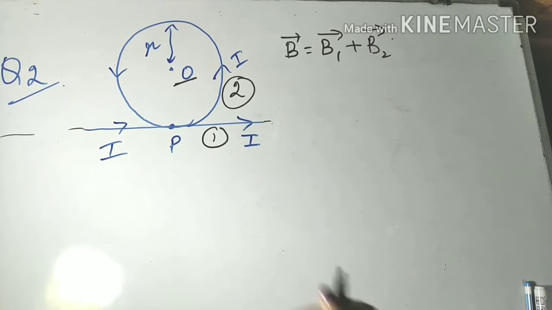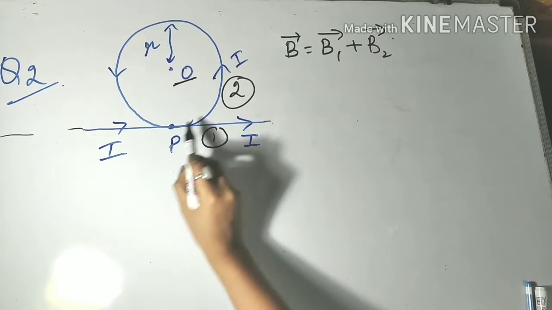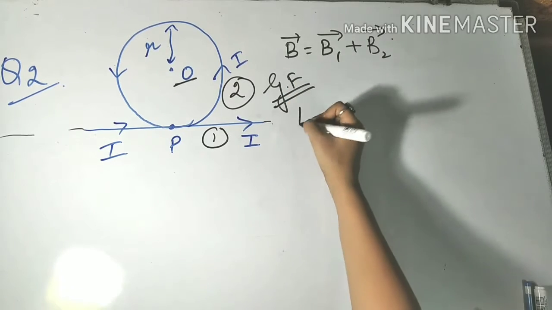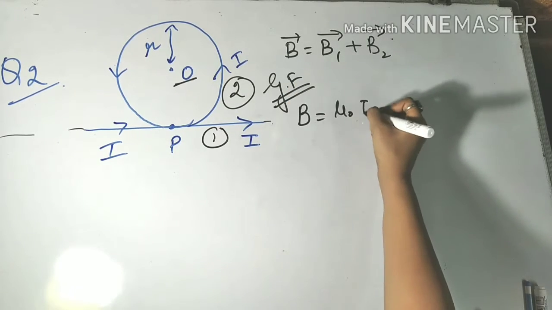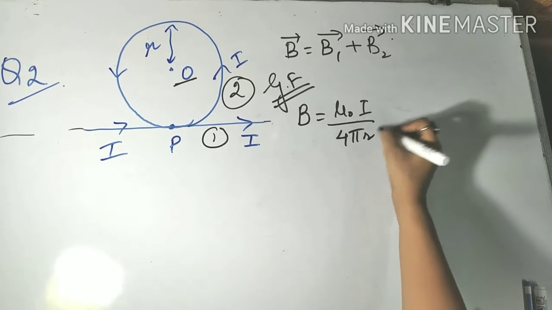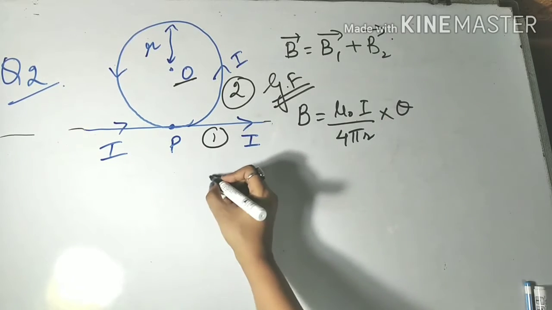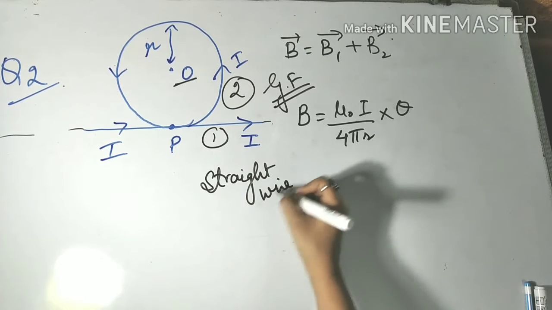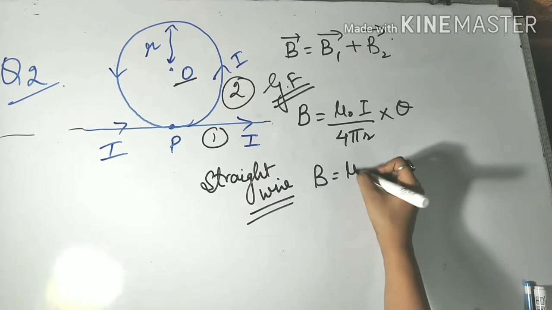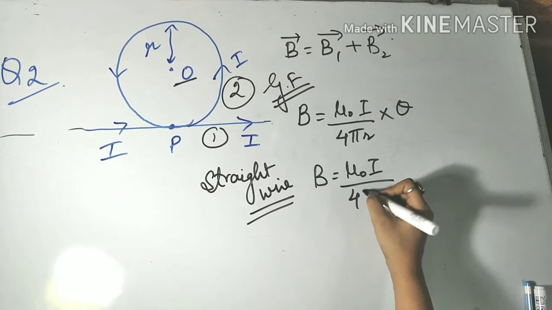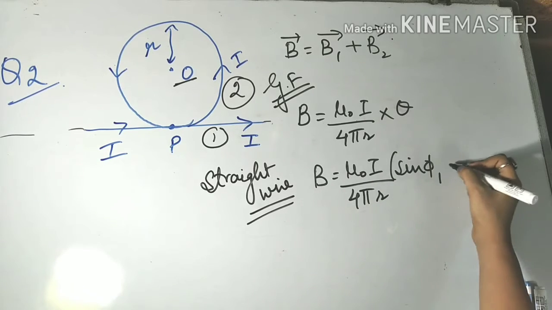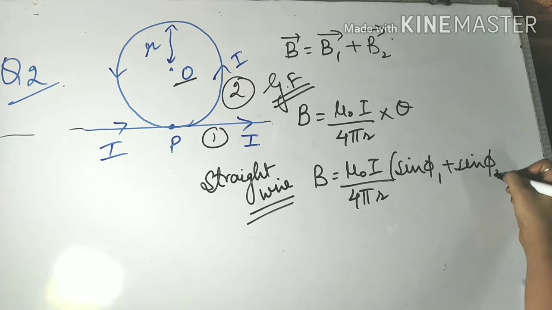Now this is the straight wire and this is the circle. You know the general formula for a circle: B equals mu naught I by 4 pi r into theta. Similarly, for a straight wire, you have the formula mu naught I by 4 pi r into sine of phi 1 plus sine of phi 2.